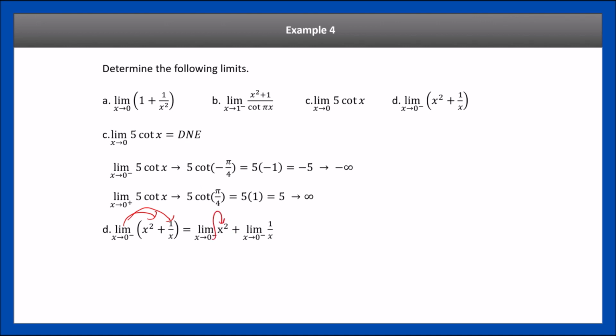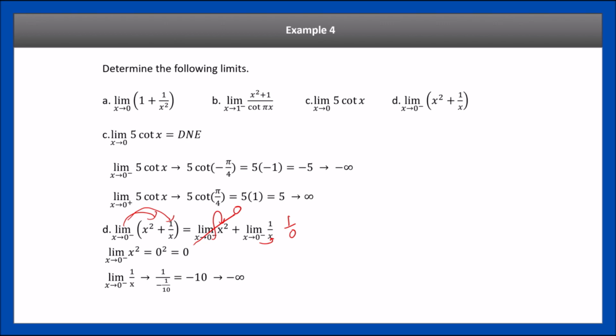So 0 squared is just 0, so this is simply 0. But if you plug in 0 into here, we know that that's 1 over 0, which is a vertical asymptote. It's undefined. So again, we're going to need to evaluate it more closely. So let's look at the 1 over x more closely.